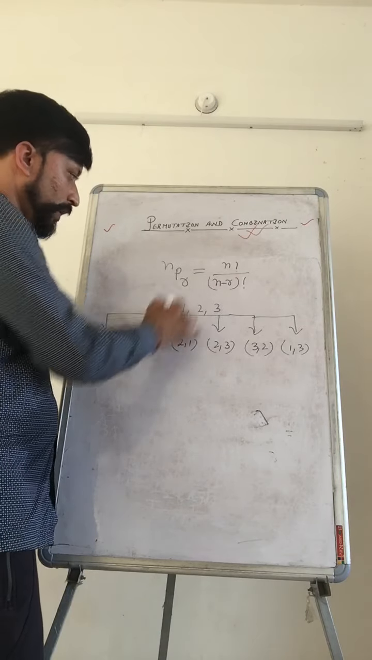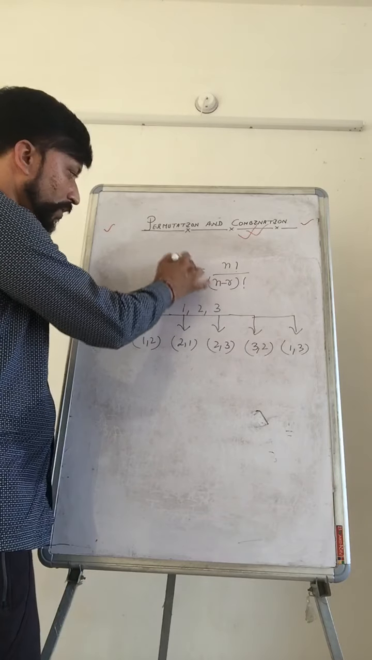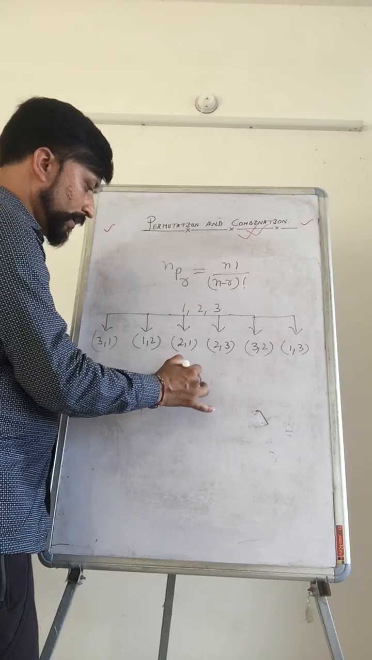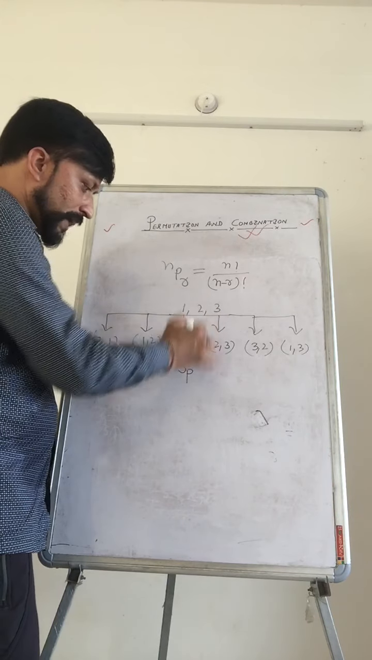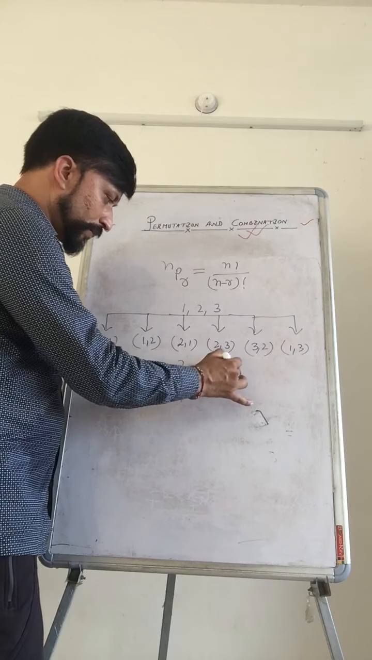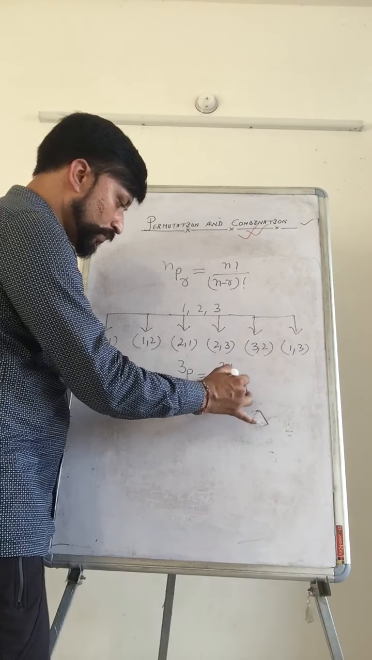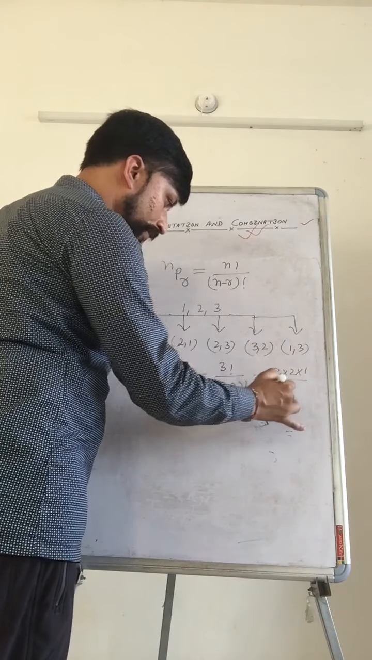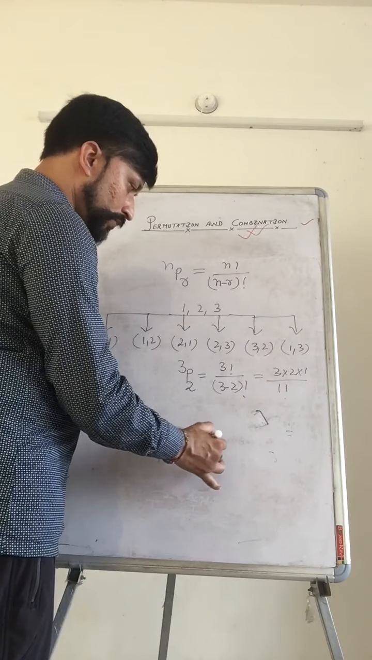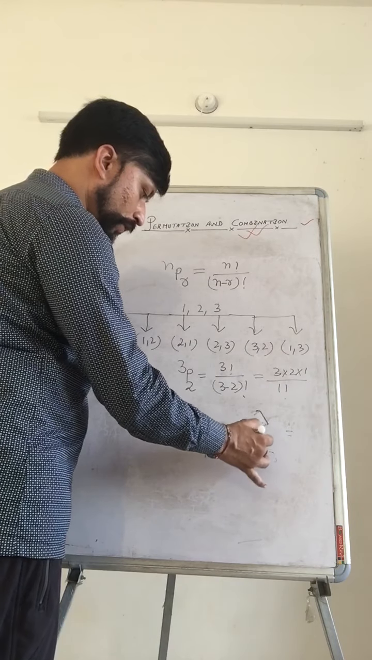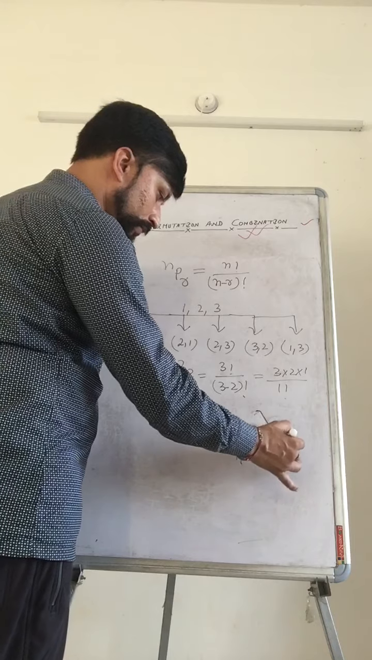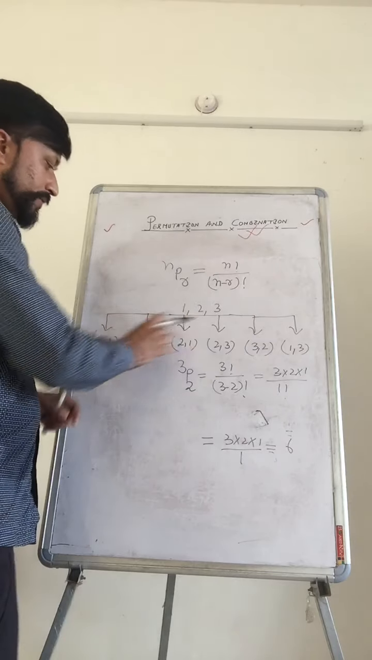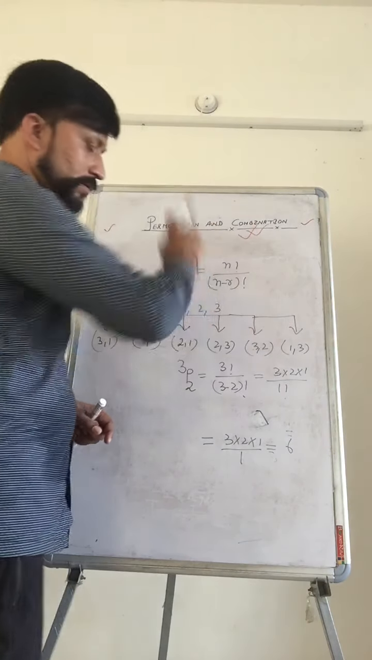Now if you want to solve the same thing using the formula, in place of n we put 3, P, and in place of r, how many you want to select, 2. So 3 factorial divided by 3 minus 2 factorial, 3 into 2 into 1 by 1 factorial, whose value is 1. So 3 into 2 into 1 divided by 1 equals 6. Thus we get 6 arrangements: 1, 2, 3, 4, 5, 6.